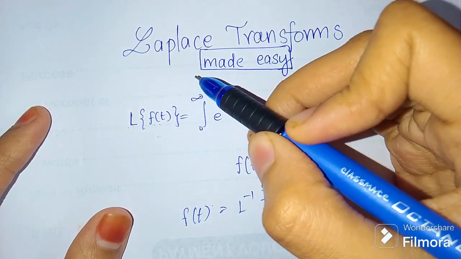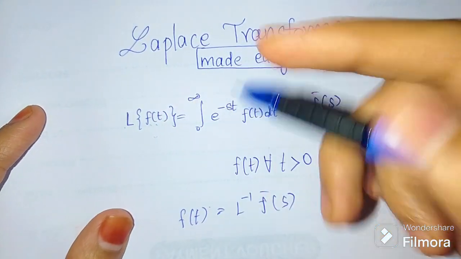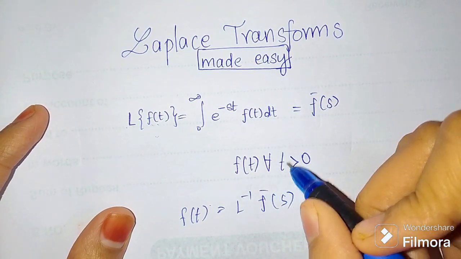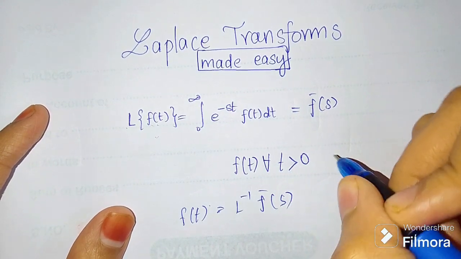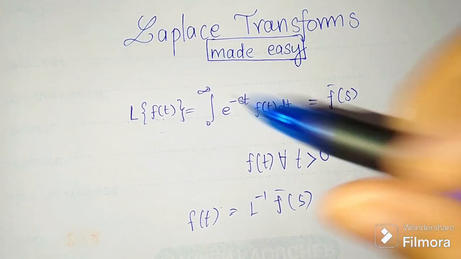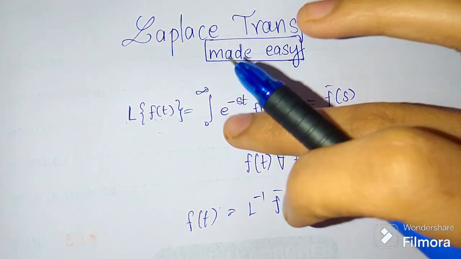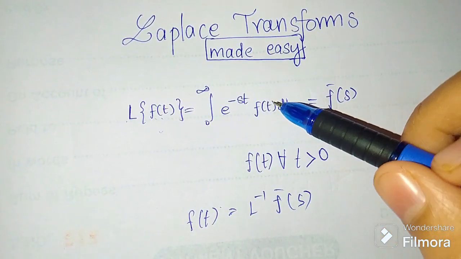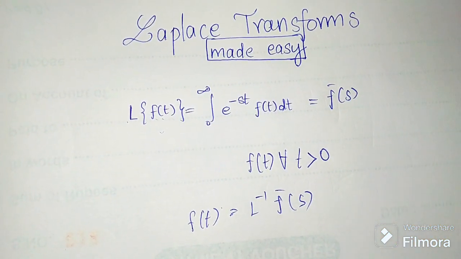So f of t is a function. If we have to apply Laplace, you have to remember that f of t is a function such that for every t, t should be greater than 0. So only if t is positive can you apply Laplace on that function. The Laplace transform is an integral from 0 to infinity. You will have one exponent term and the other term is the function itself. So this we are going to denote with f bar of s.